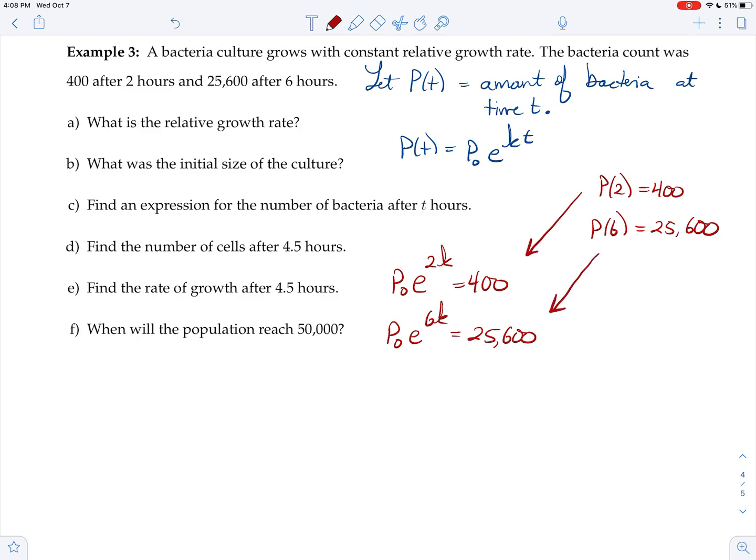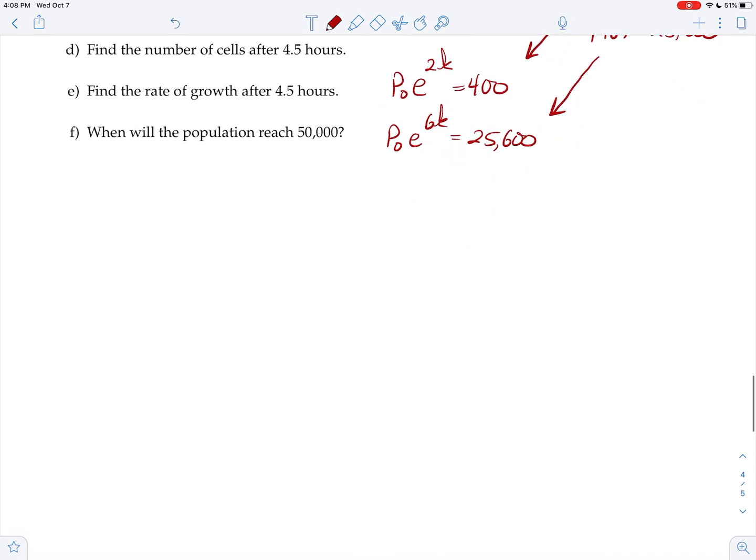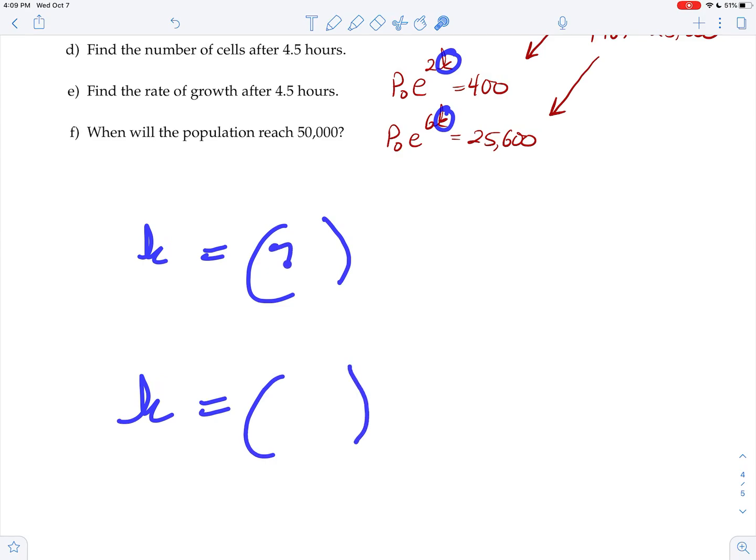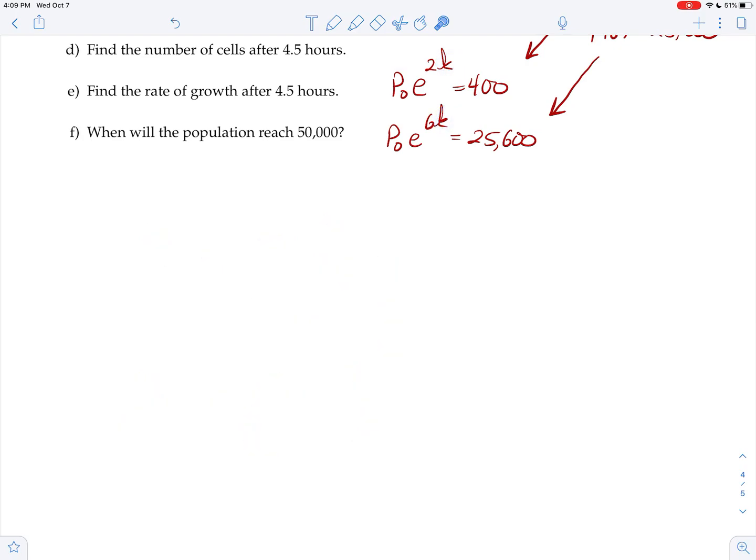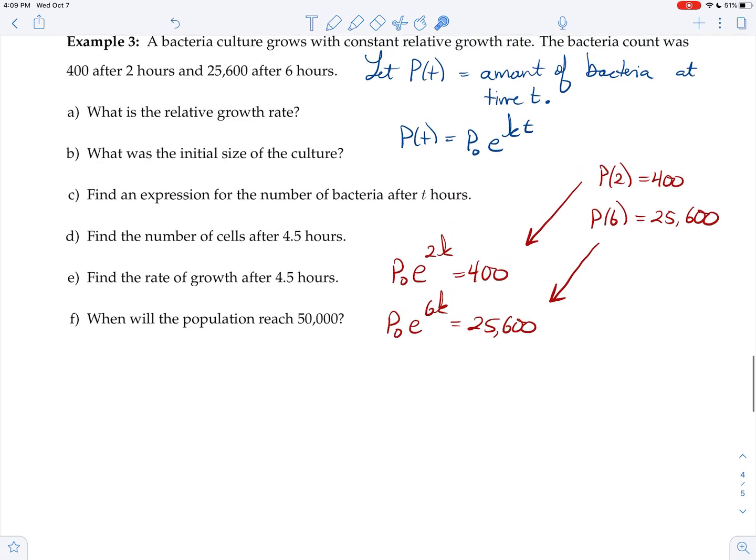Now I'm going to take both of those equations and solve for k in terms of P naught. I'm going to get k equals blah and k equals blah, and the blah is going to be different in each one. If I set those equal to each other, I can solve and figure this thing out. So that's the plan. Even though A asked for k first, we might end up finding P naught first and then using it to solve. It doesn't really matter.